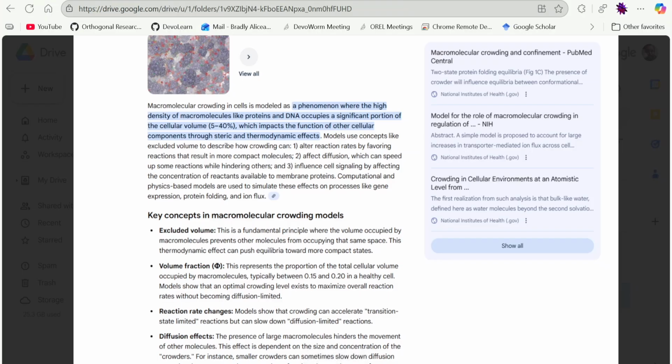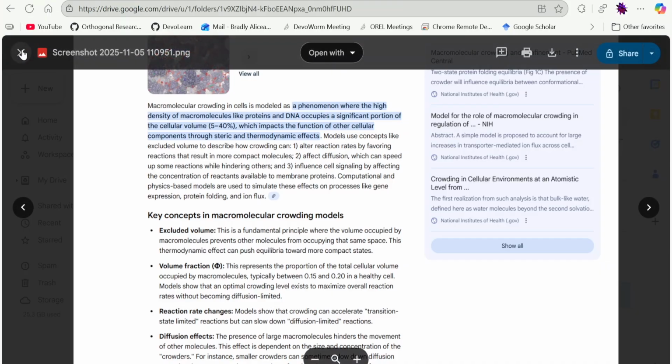And then diffusion effects themselves. The presence of large macromolecules hinders the movement of other molecules, especially if they're in a place where that molecule needs to be. The effect is dependent on the size and concentration of crowders. Small crowders can sometimes slow down diffusion more than large ones at the same volume fraction due to a larger surface area effect. So that's that one.